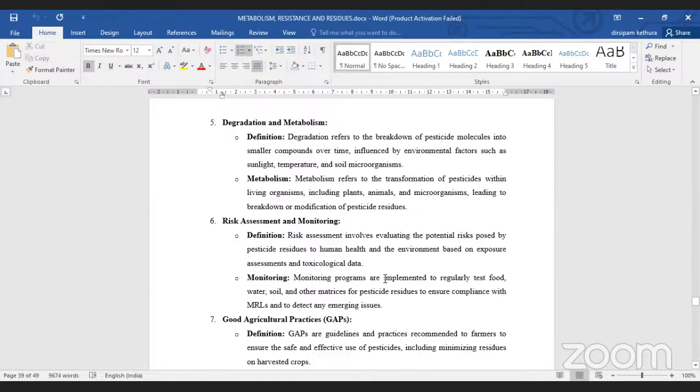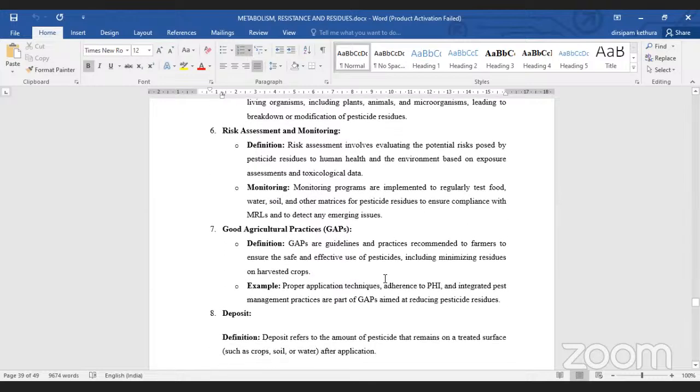And the next one is risk assessment and monitoring. Risk assessment involves evaluating the potential risks posed by pesticide residues to human health and the environment based on exposure assessments and toxicological data. Monitoring programs are implemented to regularly test food, water, soil, and other matrices for pesticide residues to ensure compliance with MRLs, that is maximum residue limits, and to detect any emerging issues.